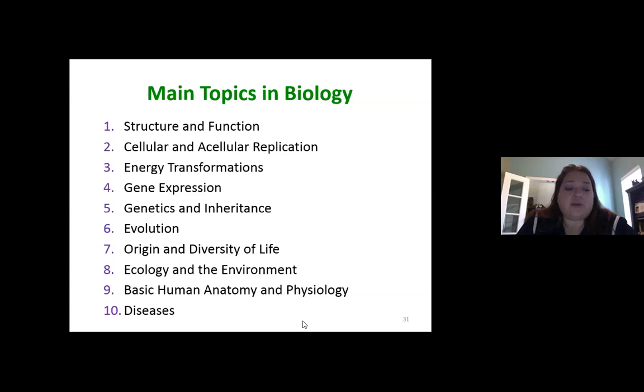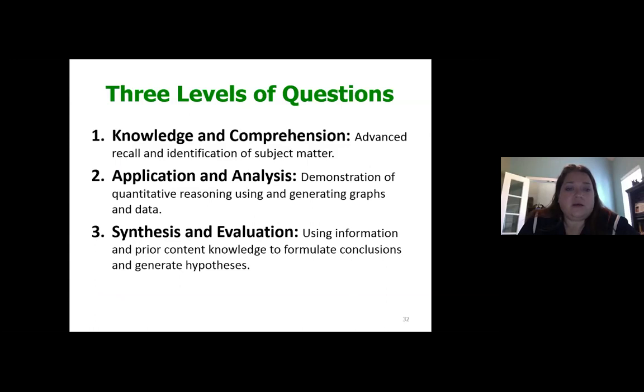So you can see the topics. A few years ago, we added diseases, and that was sort of a big hit, and we'll continue on with diseases. And go ahead and flip to the next one.